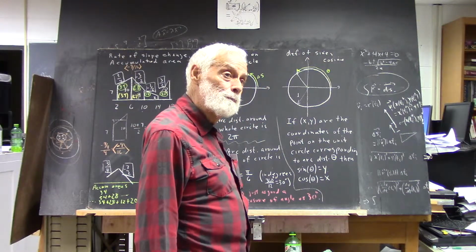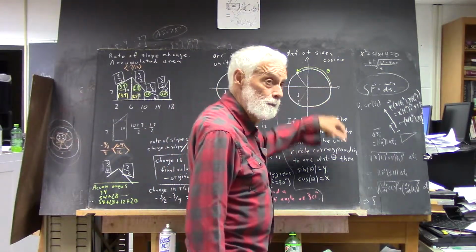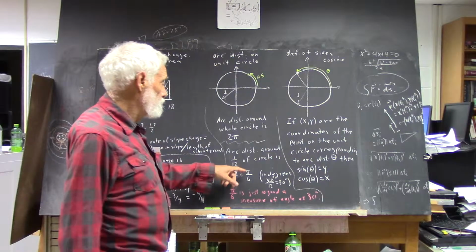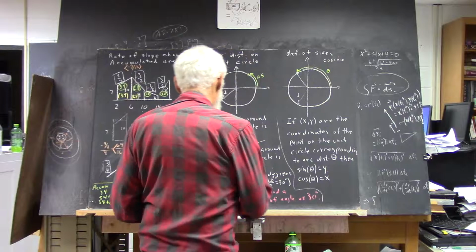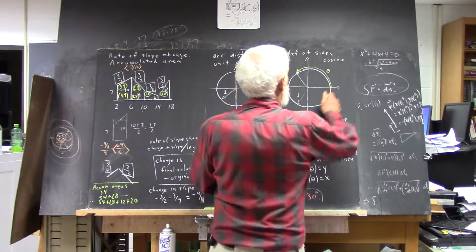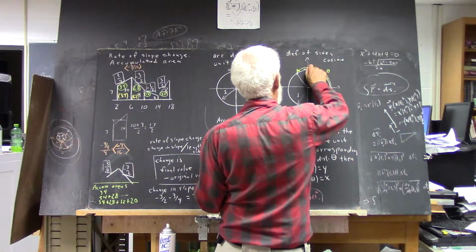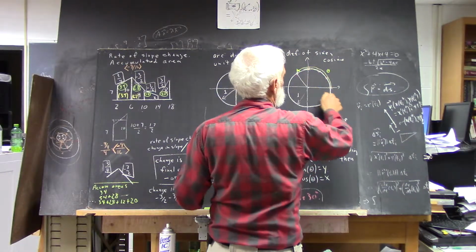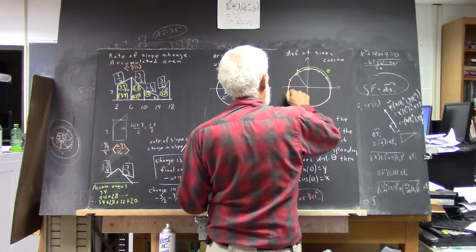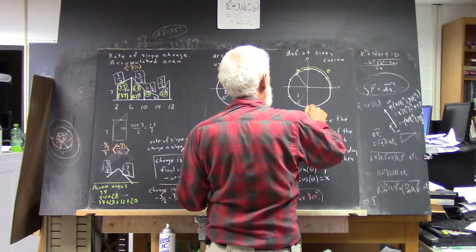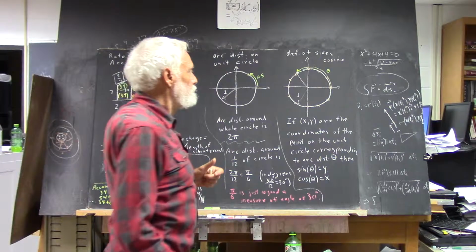So now, if I was to mark off the unit circle in units of pi over 6, it would look like this. There's a pi over 6, there's a pi over 6. Three of them make a pi over 2, which is 90 degrees. Four of them, five, six, seven, eight, nine, ten, eleven, and twelve are back to the original one. Okay?